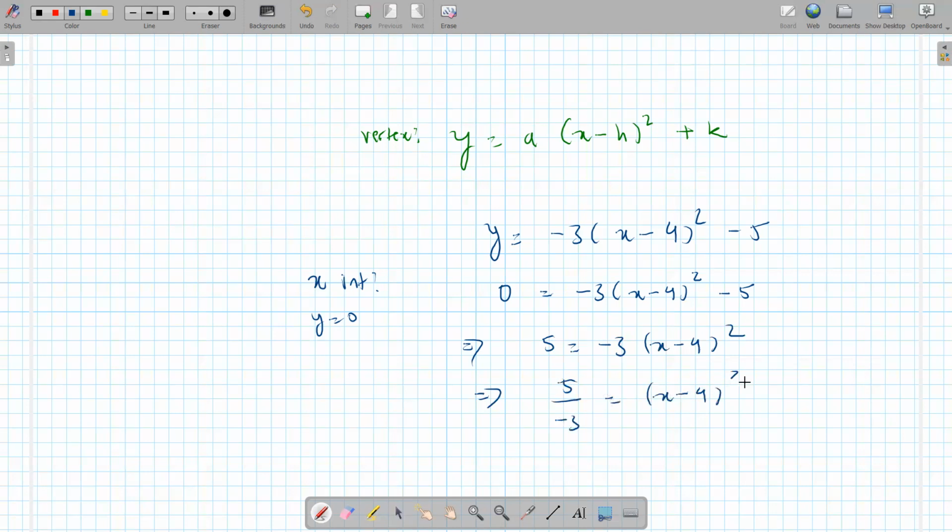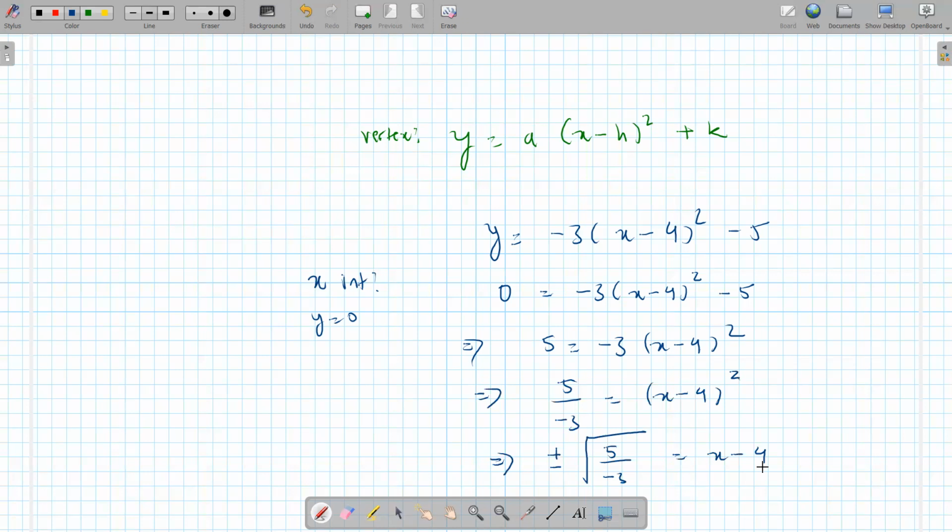We need to get rid of the squared. What do you do on both sides? Square root, right? What I'm going to tell you now, at this level, whenever you square root something, you're going to get two different answers. One of them will be positive, the other one will be negative, okay? So this is what it turns out. Whenever you take a square root, it's going to be plus, minus.